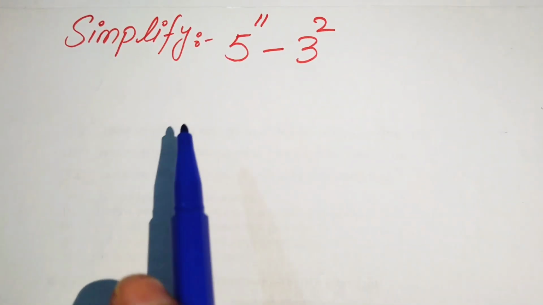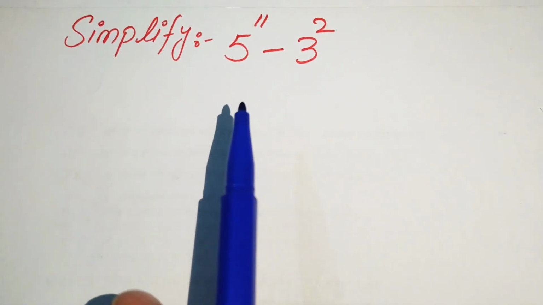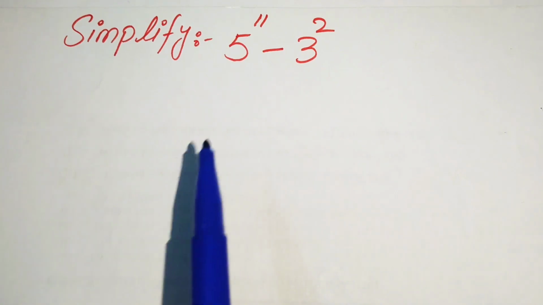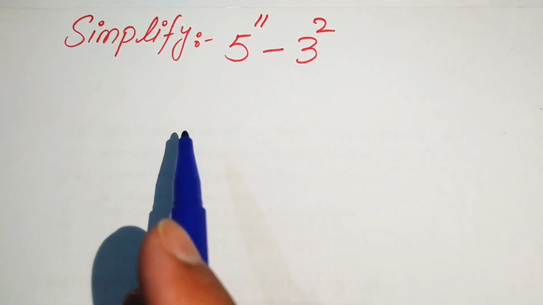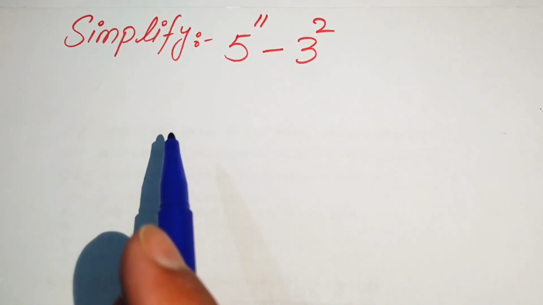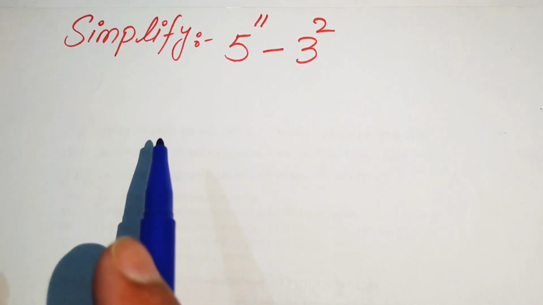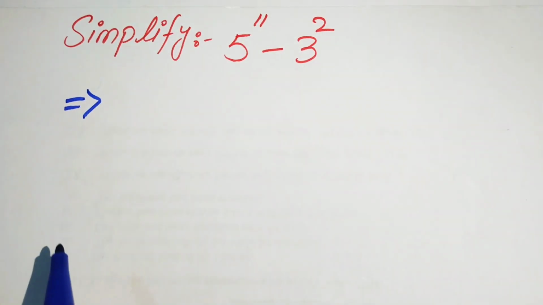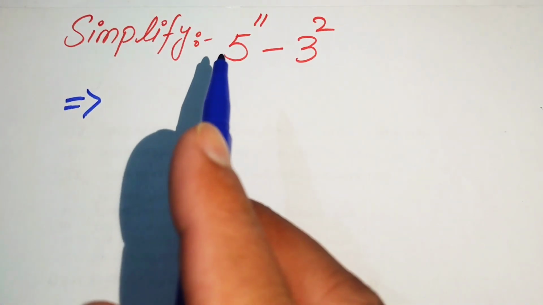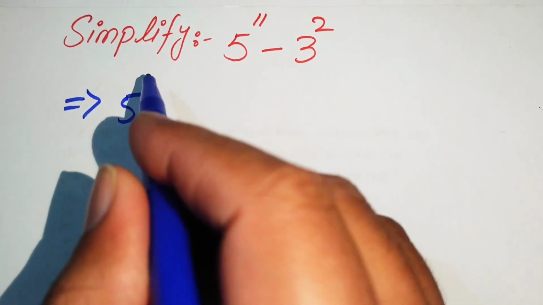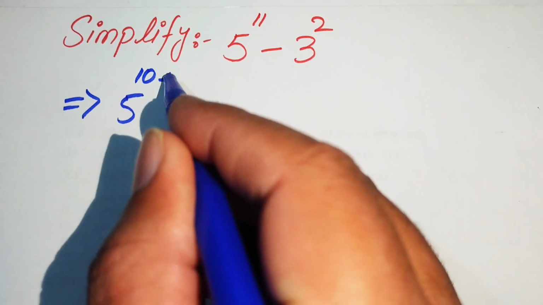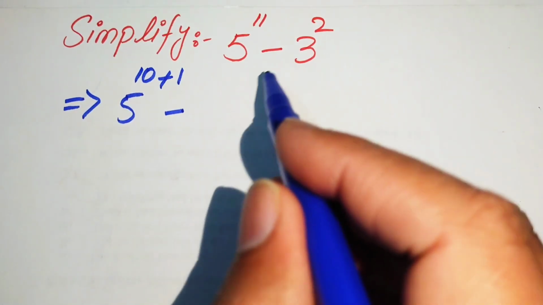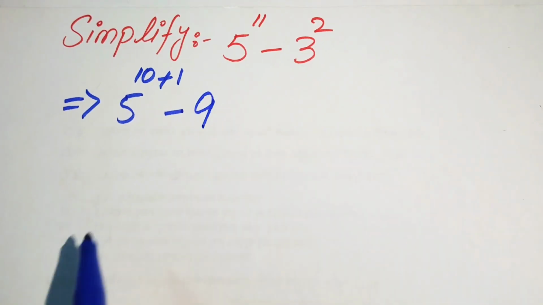We have 5 to the power of 11 minus 3 square. We write this algebraic expression into the simplified form, with a step by step explanation. First we rewrite this expression: 5 to the power of 11 as 5 to the power of 10 plus 1, and this is our 3 square, and we know that 3 square is equal to 9.